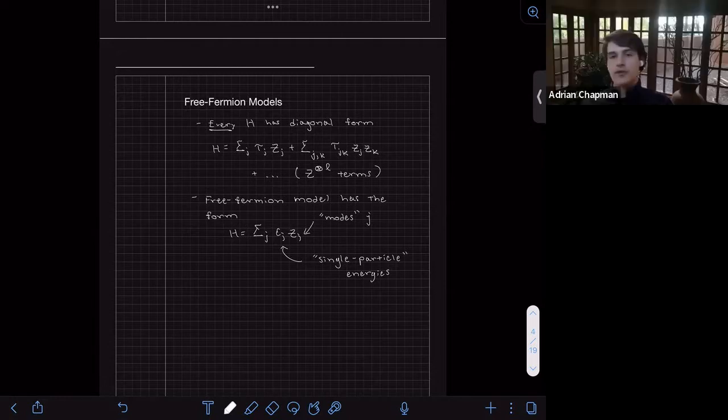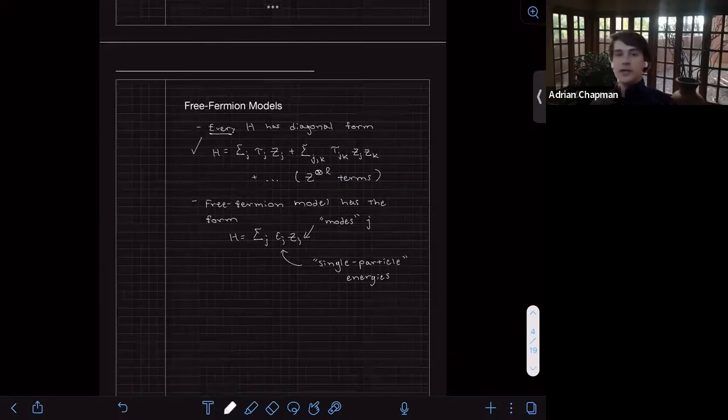That's right. Every spin Hamiltonian has at least this form. But it may be the case that these higher order terms are, if not zero, at least very small. So this is at least a good approximation in some basis. But we'll be interested in the exact case, where all of the higher order terms beyond degree 1 are vanishing.